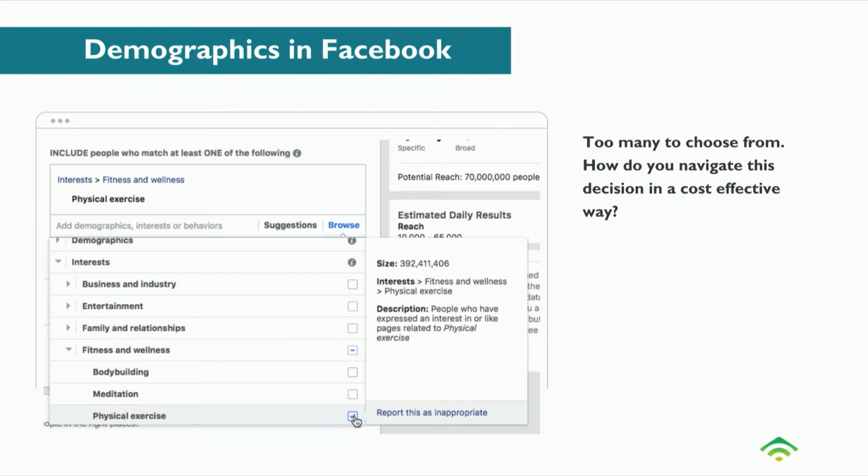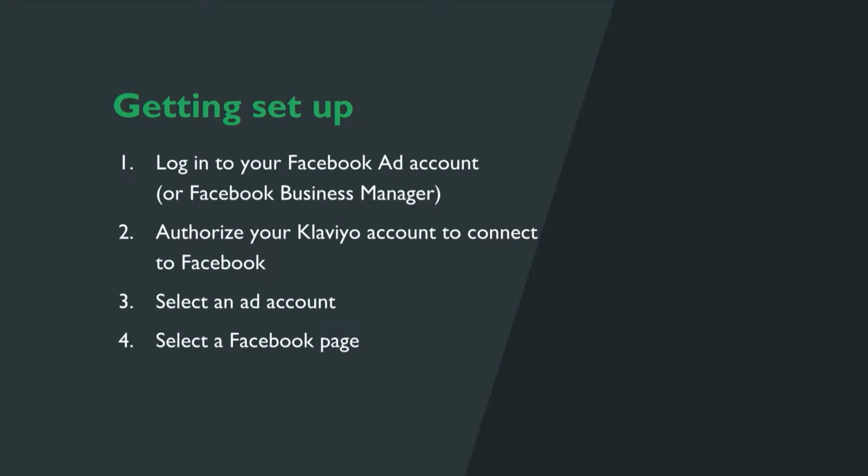So what we want to show you for the remainder of this talk is how Klaviyo can help you by eliminating this decision, or at least enhancing your ability to make it really easy to choose the right audience to advertise to. So the way we're going to do that is by first walking through how to set up the Facebook integration in Klaviyo. And I've got the steps summarized on the screen here. Just to show you, it's very simple. We've got it down to 4 steps.